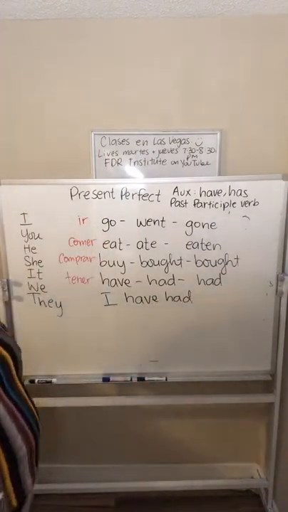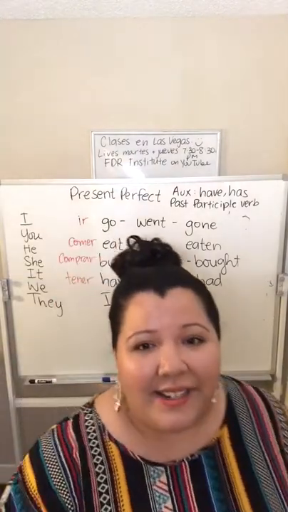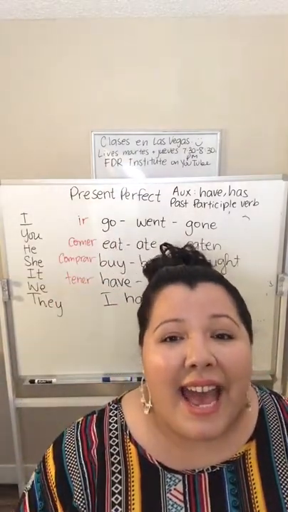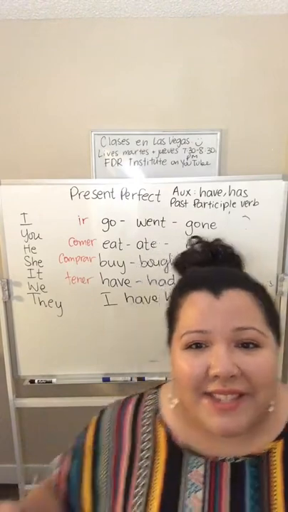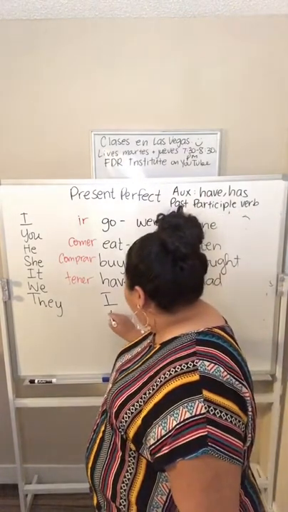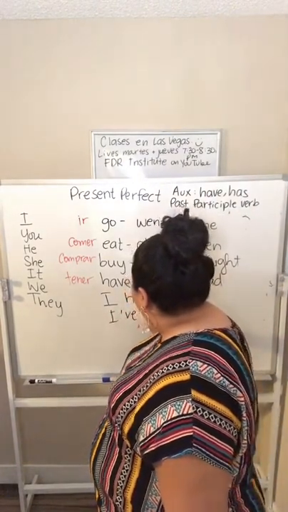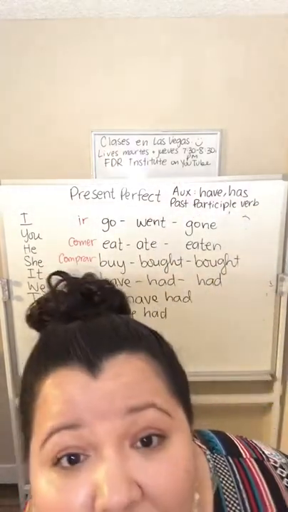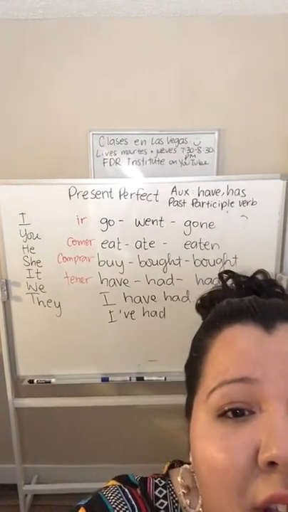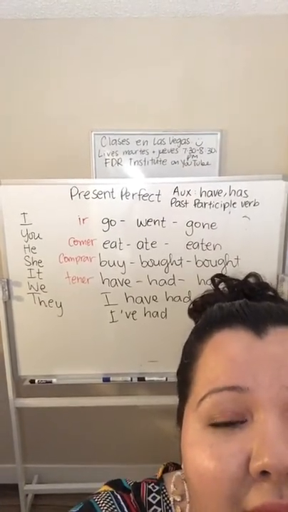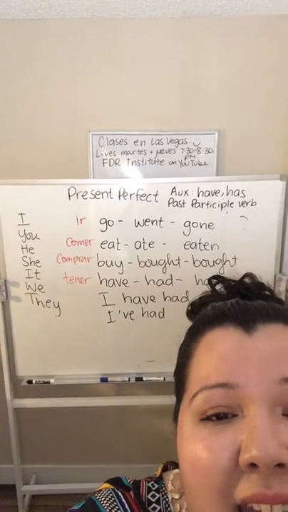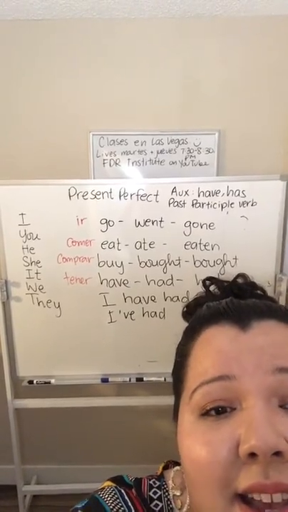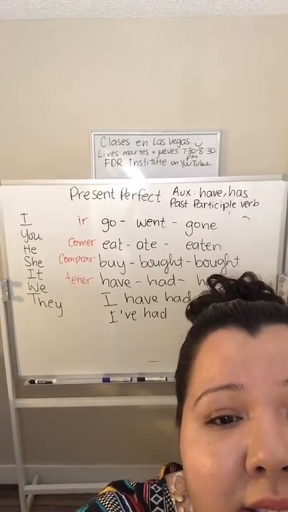I have had. I've had. So digamos, oh guys, me encantan los animales. He tenido muchas mascotas. Ahorita no tengo. Right now, no, I don't have any pets, but I would say I've had a lot of pets.